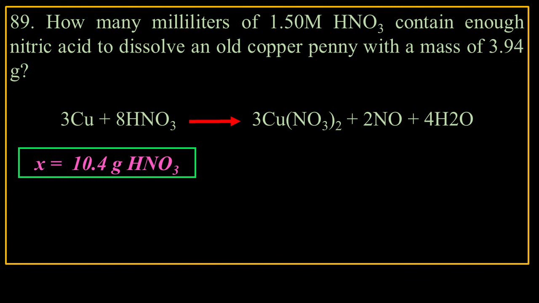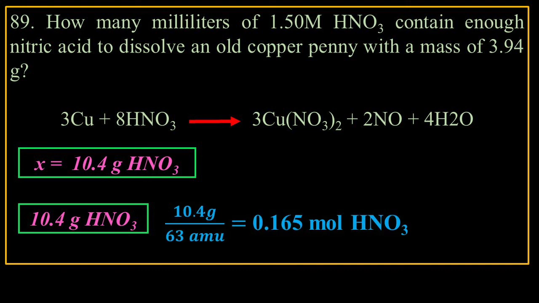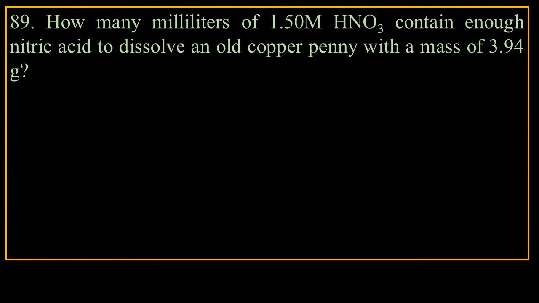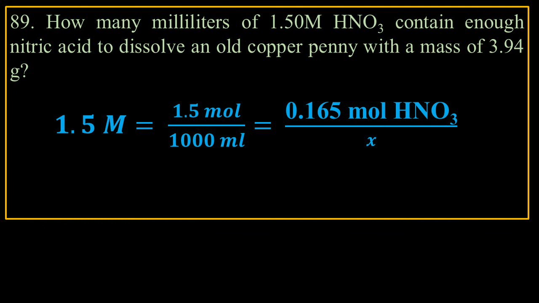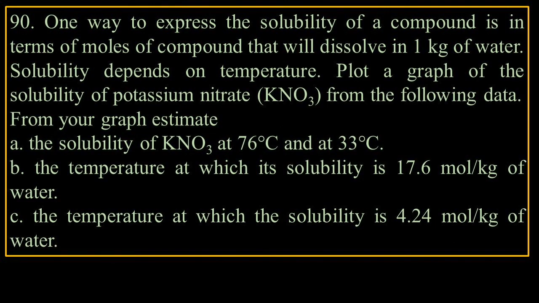So now I have 10.4 grams of nitric acid, and I'm looking at how many milliliters of the 1.5 molar solution is that contained in. So I have 0.165 moles of nitric acid that I'm using, and how many milliliters will that be? And the answer is 110 milliliters of the 1.5 molar solution of HNO3.